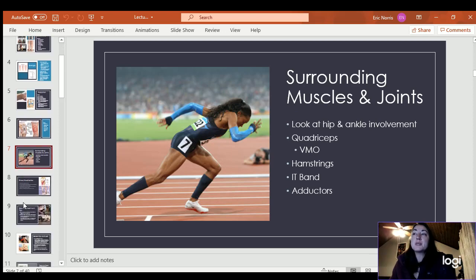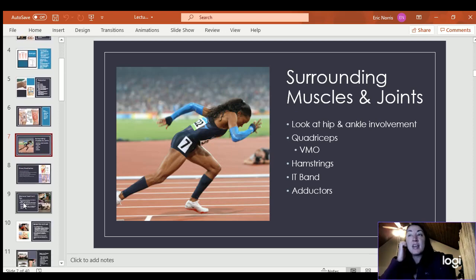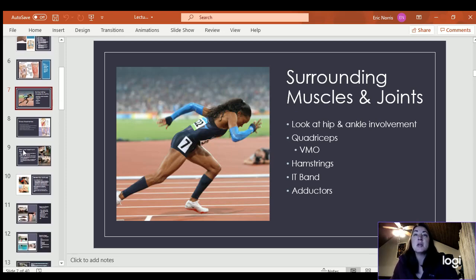So we always want to look at surrounding joints, the hip and the ankle, with somebody with knee pain, just to see what all is causing the issues. Typically with the quadriceps, our focus in strengthening is VMO strengthening, and then for the lateral quadriceps and the IT band, we typically focus on releasing or stretching. Hamstrings are typically tight, so stretching of those, and adductors are typically tight as well. So same areas we've talked about before that are typically tight.